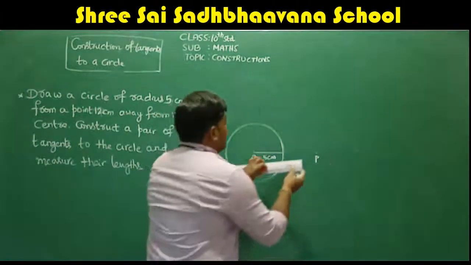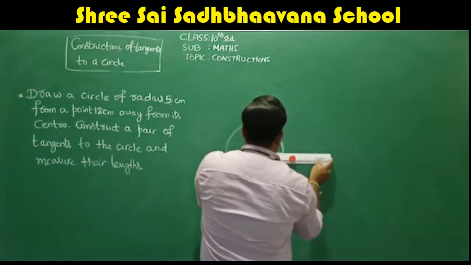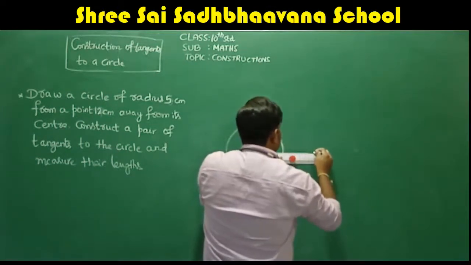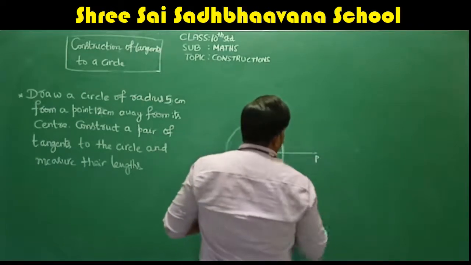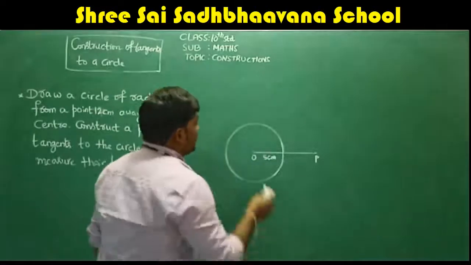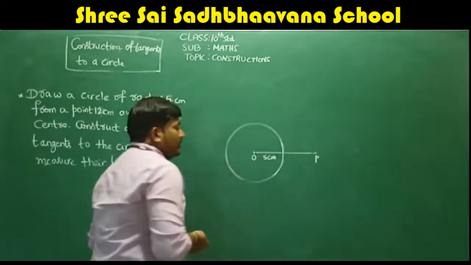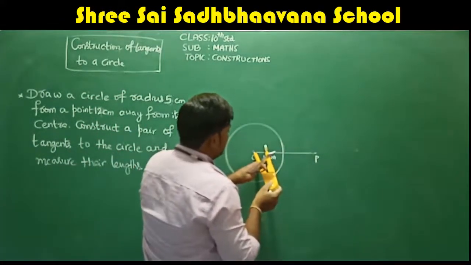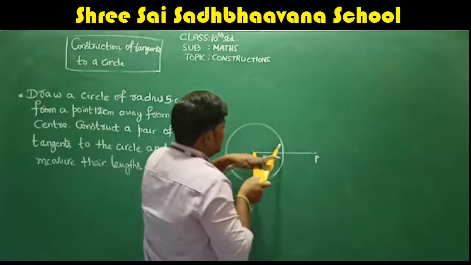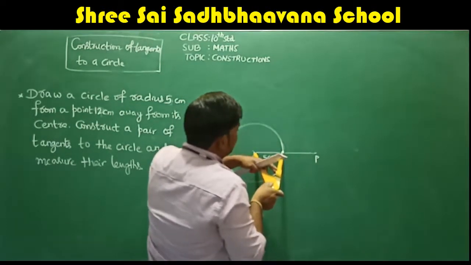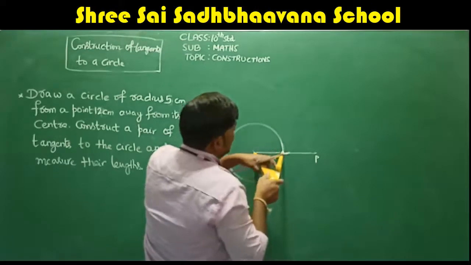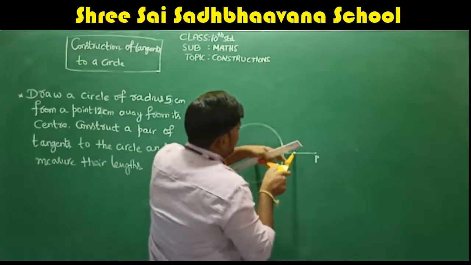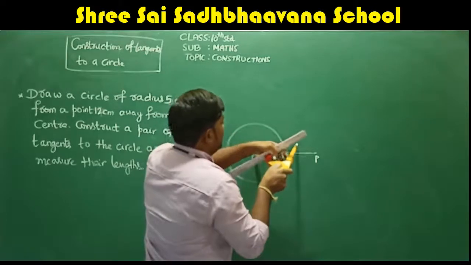Now, how to draw it? Just join this. So what do you get? This we have already taken as P. What will be the next step? Next step: take the compass, and from here take more than half. The total is 12 centimeters, so more than half means somewhere here. Don't measure it randomly, it is not required. Just take a little more than half.